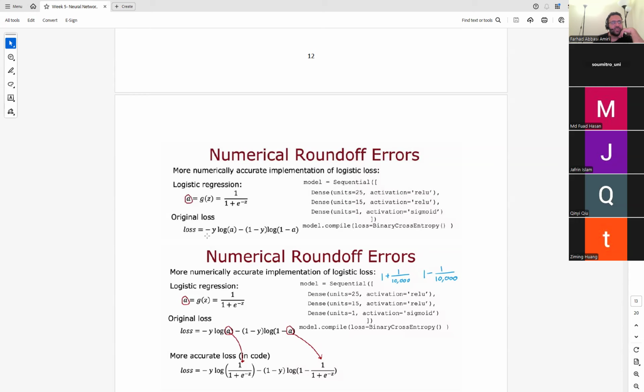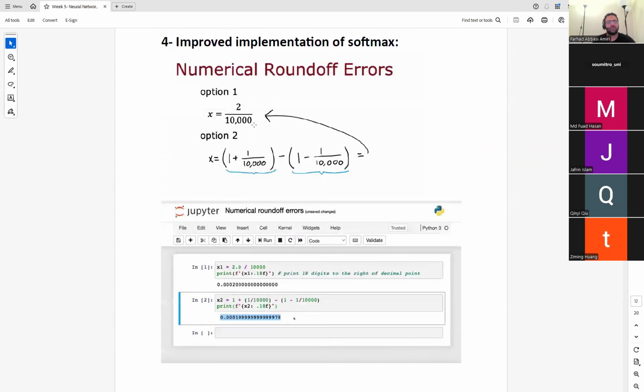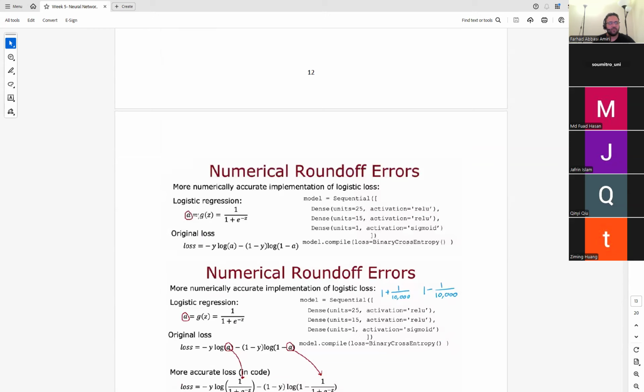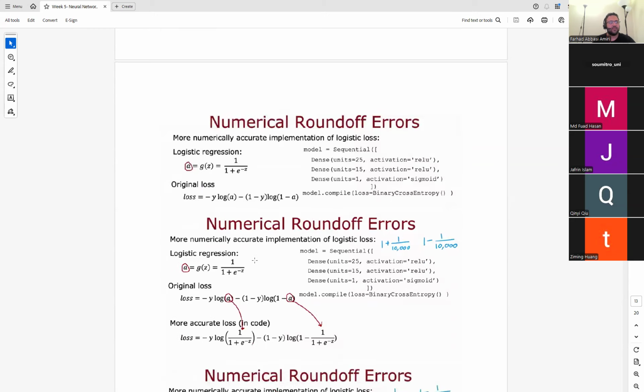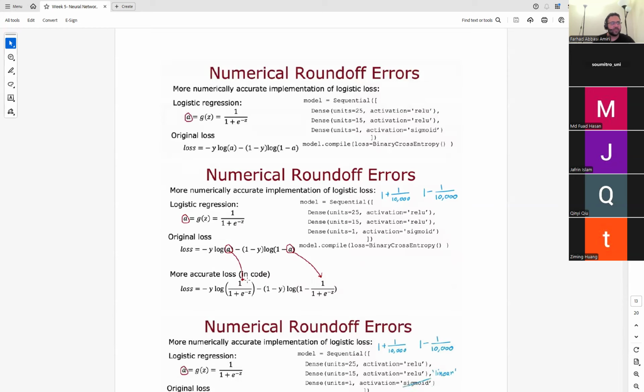This order of calculation is like 2 over 10,000. It's not more efficient. It has some round off error. But instead of calculating the a first and then putting it inside the loss function, the more accurate way to write the loss in code is to directly replace this a with this equation here, with this fraction.